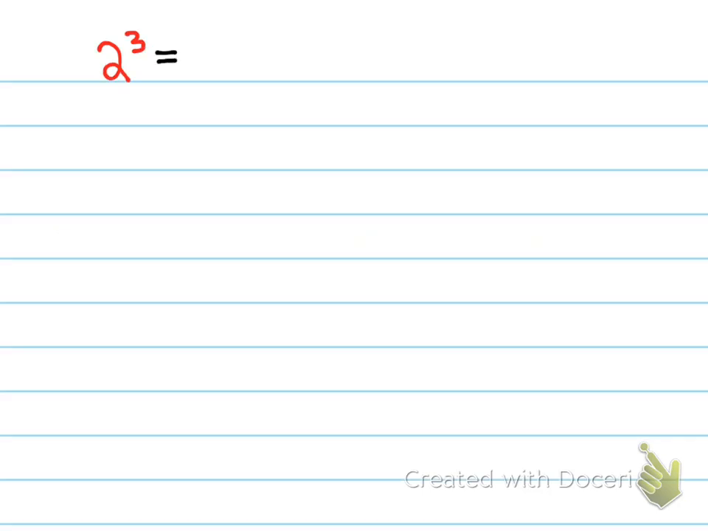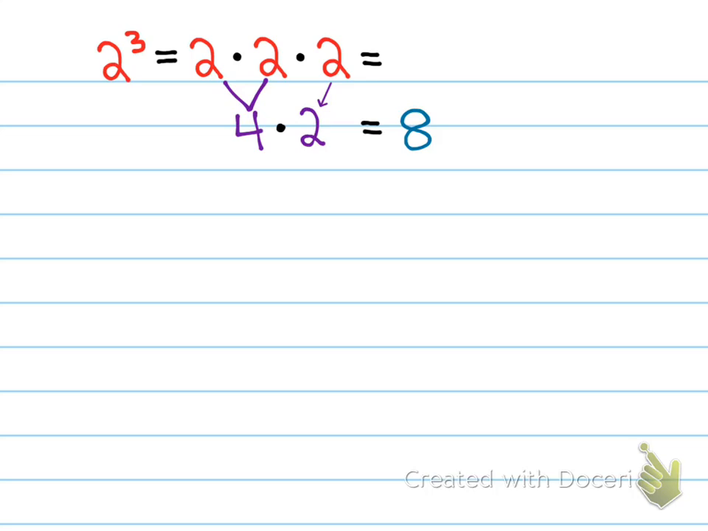Let's start with a quick review about what exponents really are. So here I have 2 to the third power. And what that literally means is 2 times itself 3 times. So that literally means 2 times 2 times 2. To solve this, I'm going to take 2 times 2 and get 4. And then I also need to multiply this last 2 by that. So now I have 4 times 2, which is 8.